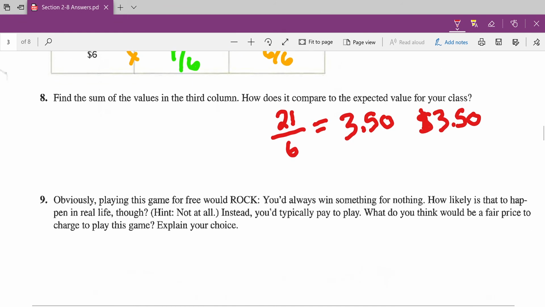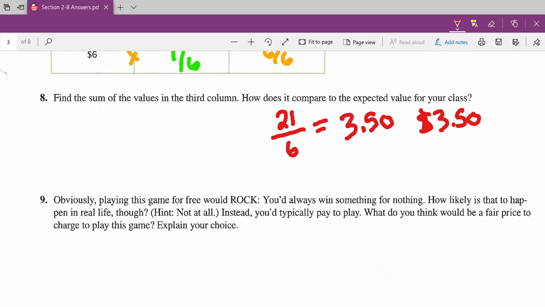Number 9 says, obviously playing this game for free would rock, because I'd be just winning free money. You'd always win something for nothing. How likely is it that to happen in real life? Probably not very likely that they're going to let me play for free. Instead, you'd typically pay to play. What do you think would be a fair price to charge to play this game?